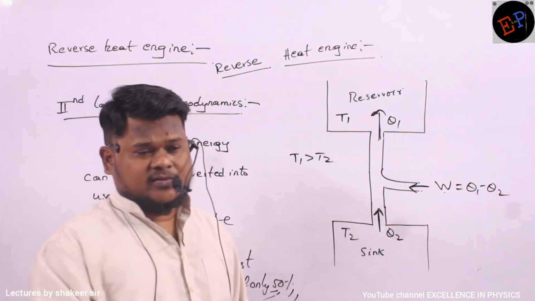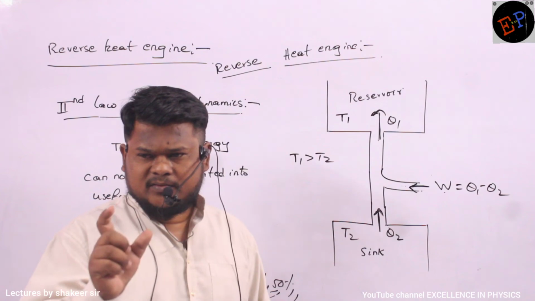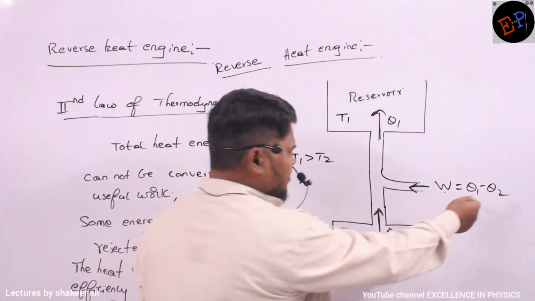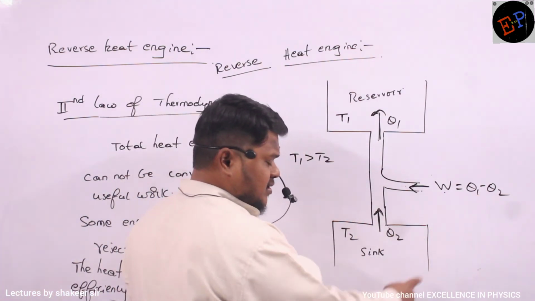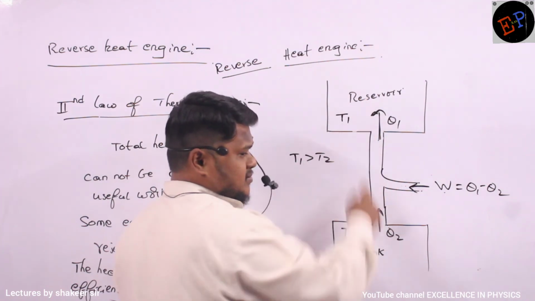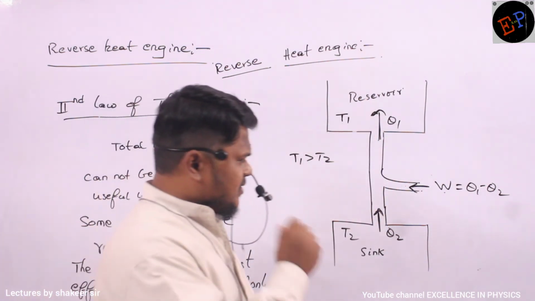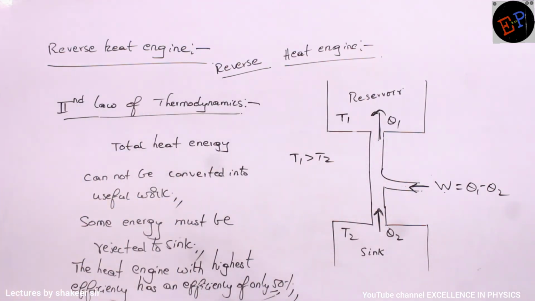So we are supplying current to this one. Electrical energy we have to supply. So this is the electrical energy supplied. This is the inside of the refrigerator and this is the surroundings. Is it clear? So that is the concept of a reverse heat engine. So write down, draw this diagram. Completed?